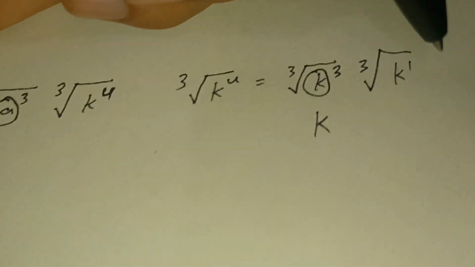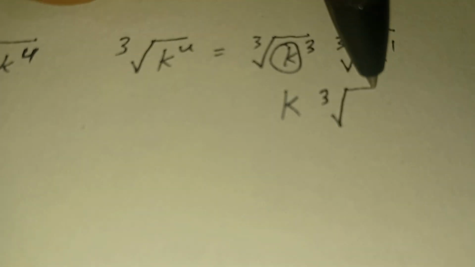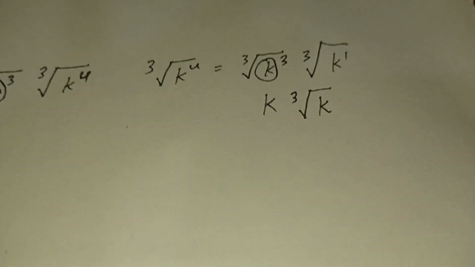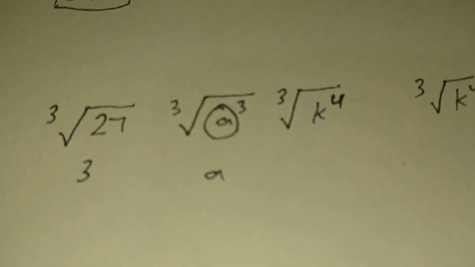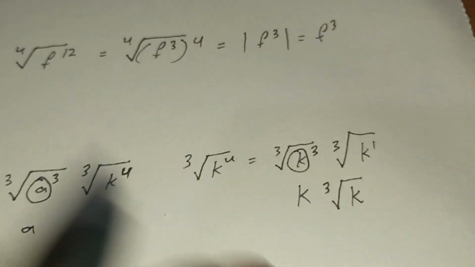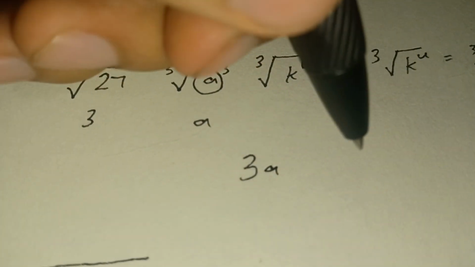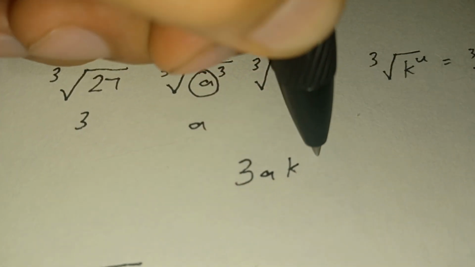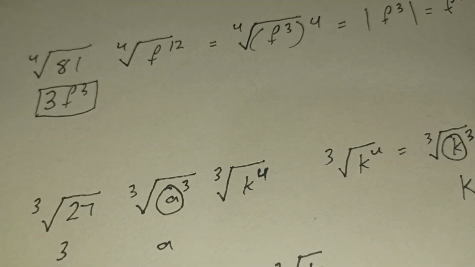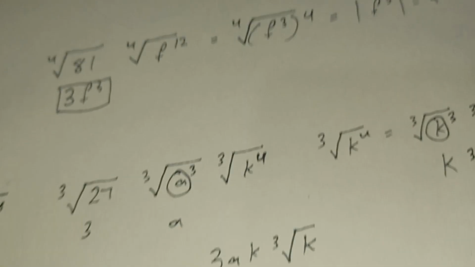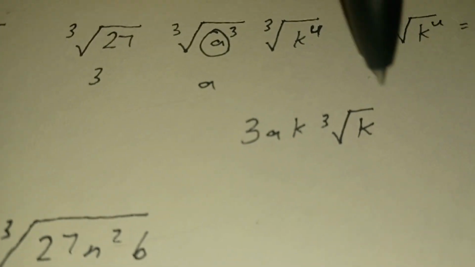And this one we can't really simplify any further, so it's just going to be the cube root of k. All right, so we have k times the cube root of k. And now we can pretty much put all of these together, the 3, the a, and this. So we have 3 times a times k times the cube root of k as the answer.